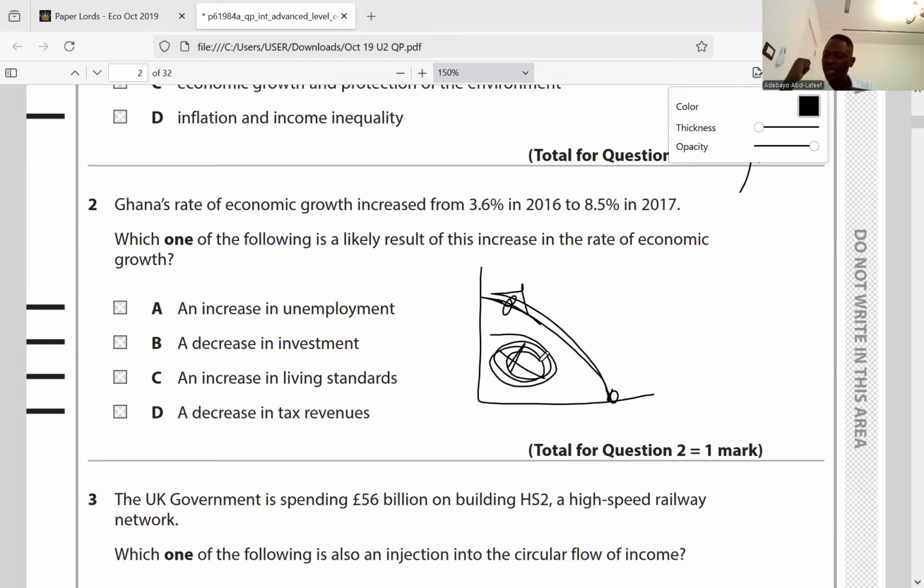Okay. And C, which is your answer? They said, which one of the following is likely to result? Okay, now, an increase in living standards. Why is it the answer?